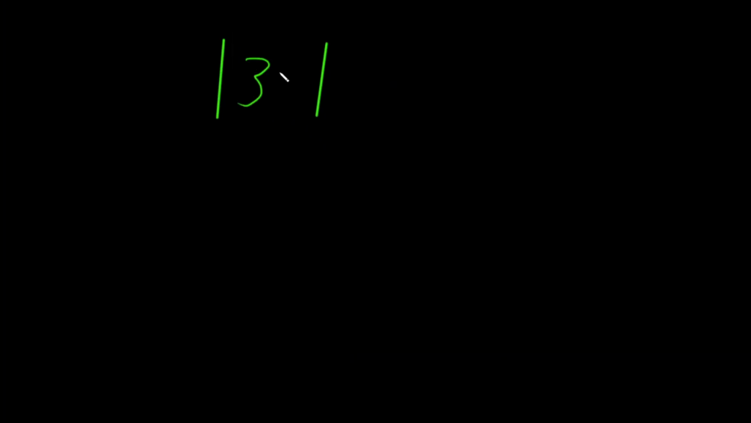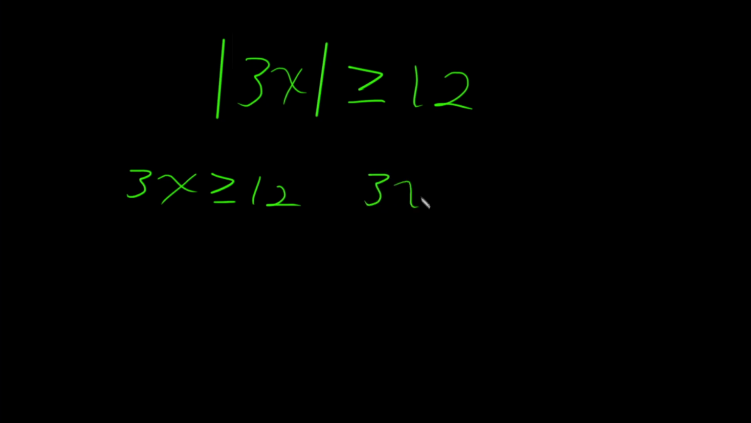The absolute value of 3x is greater than or equal to 12. The first thing to look out for is whether or not the absolute value is isolated, and it is. So we can jump into writing our two inequalities without the absolute values. The first one is identical. 3x is greater than or equal to 12. And the second one will have 3x, remember, flip the direction, is less than or equal to negative 12.